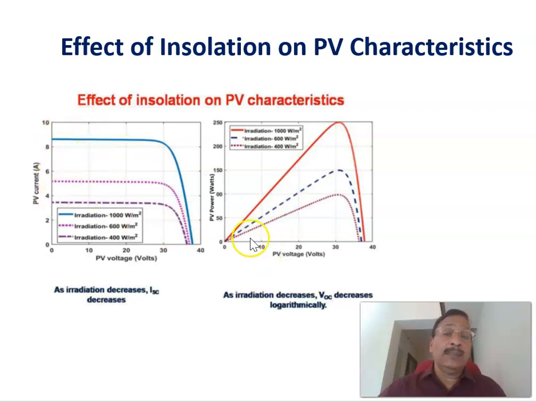For the PV characteristic, you see that it also goes down. This is the power voltage characteristic for 1000 watts per meter square, and as it corresponds to 600 watts per meter square, the PV characteristics go down. Again, this is the PV characteristics for 400 watts per meter square insulation. This is the maximum power for 1000 watts per meter square insulation, this is the maximum power for 600 watts per meter square, and this is the maximum power for 400 watts per meter square. Therefore, as insulation reduces, the maximum power output gets reduced.